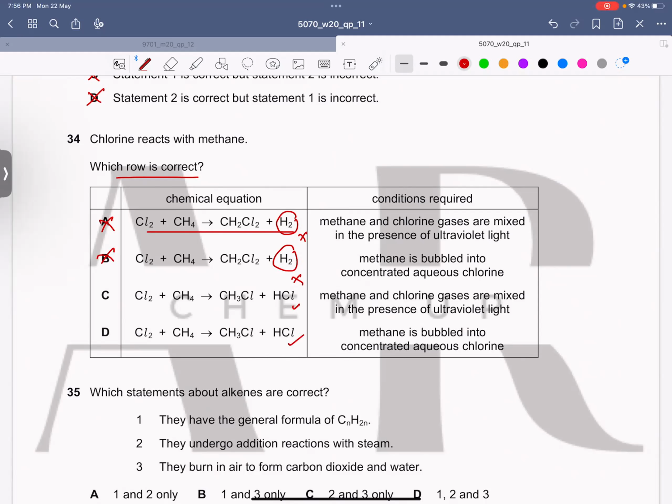Now we have to look for the conditions. Methane and chlorine gases are mixed in the presence of ultraviolet light. Methane is bubbled into concentrated aqueous chlorine, which is correct. Do we have to bubble the gas into aqueous chlorine, or we need to react both the gases in UV light? D is wrong. Look at open the notes and check. We have discussed that this reaction, the reaction of an alkane with the halogen occurs in the UV light. Hassan and Abdullah, is this understandable? Yes, sir. Yes, Abdullah. Yes, sir.